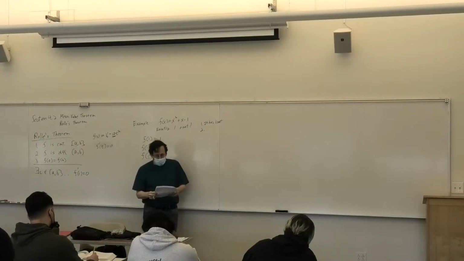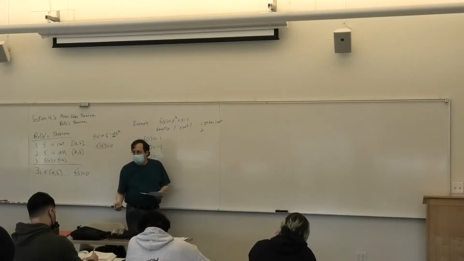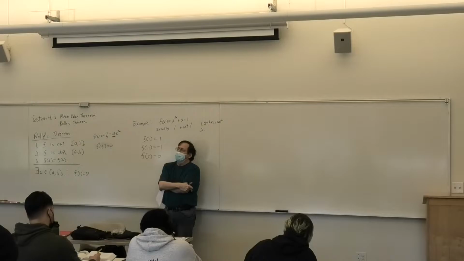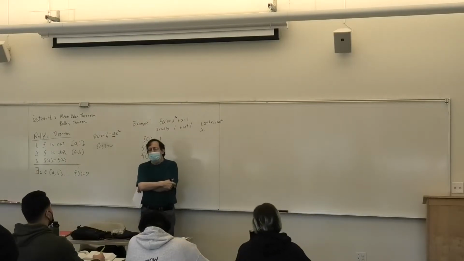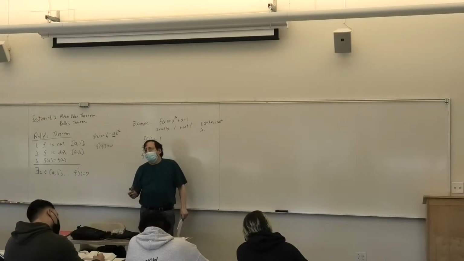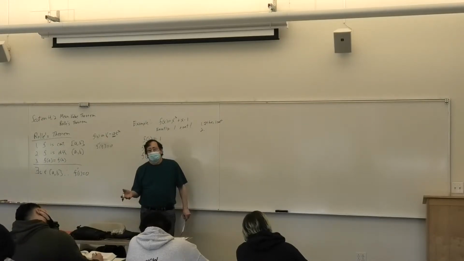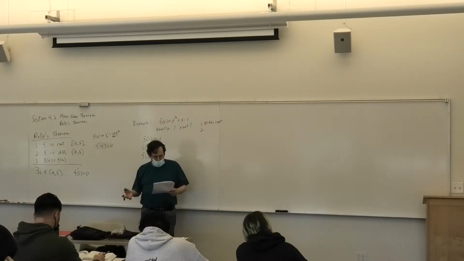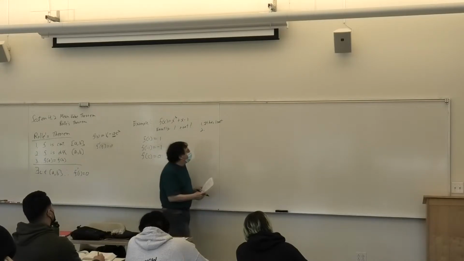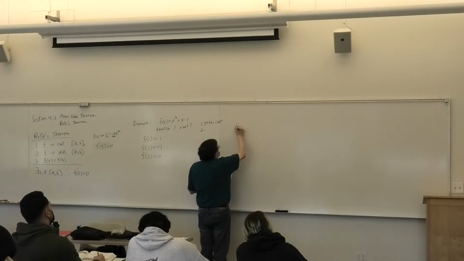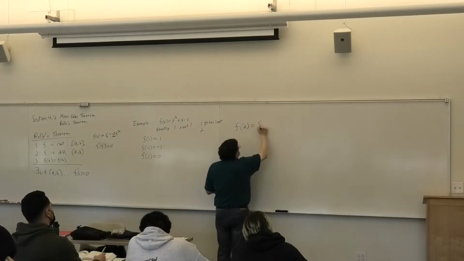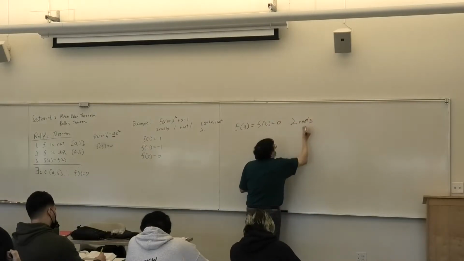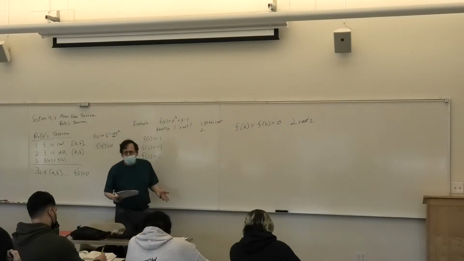So this is going to be a proof by contradiction. I should say something about a proof by contradiction. If you're trying to prove something, you assume the opposite. And then you show that as a consequence of the opposite, you get a contradiction. So our assumption here is that there's some a and b with f of a equal to f of b equal to 0. In other words, two roots. We're going to assume that and see if we can find a contradiction.